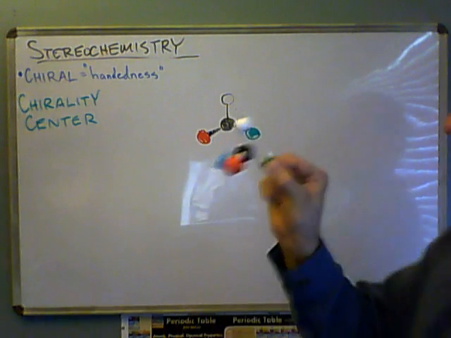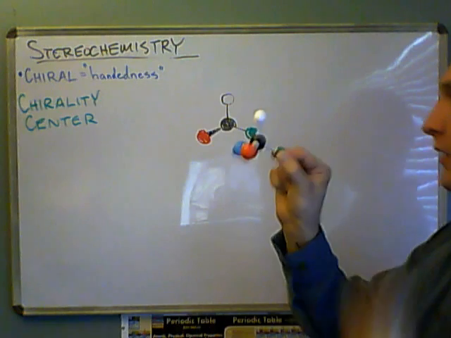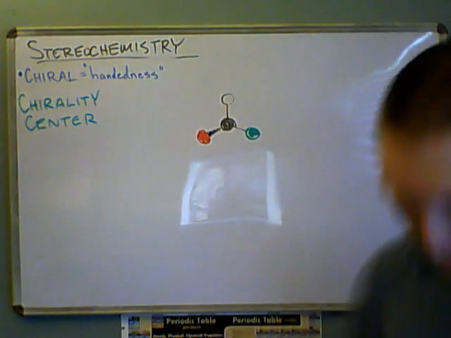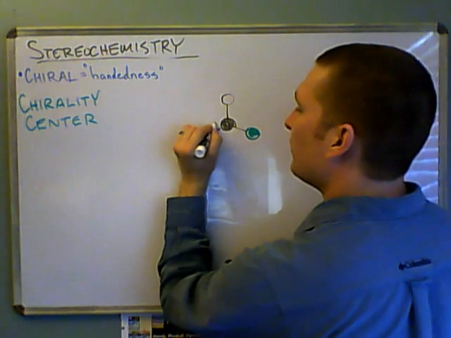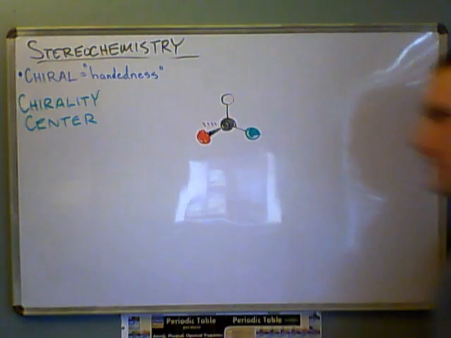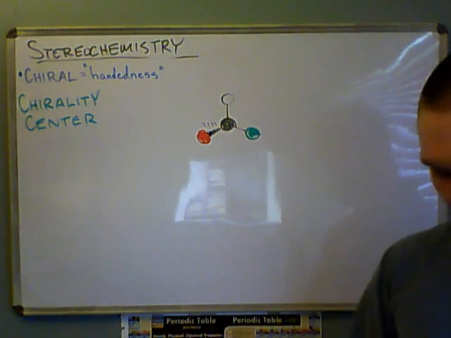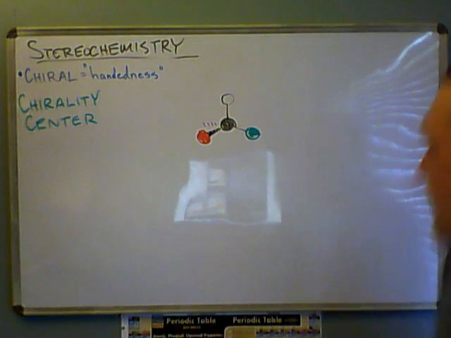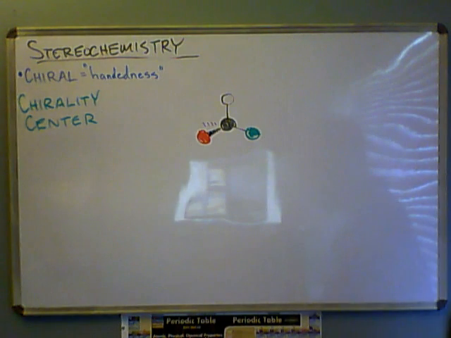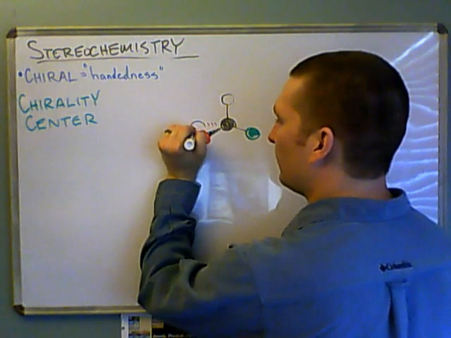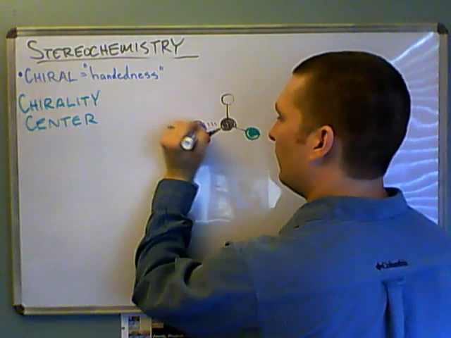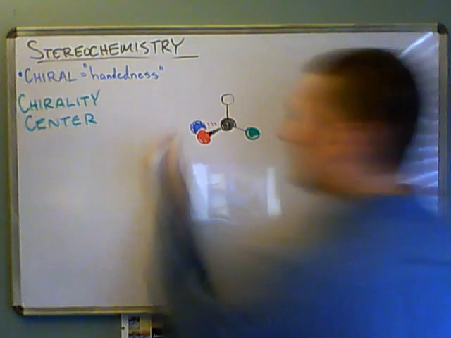Now this blue one is facing back there, back into the board. So the way I'm going to show that is with dashed lines like that. So when you see those dashed lines, that means it's going into the plane, or the paper, or the board, whatever you happen to be working with. And so there's the blue atom.